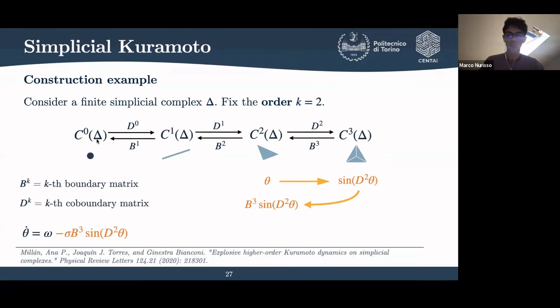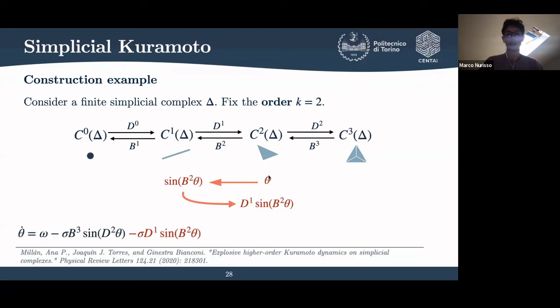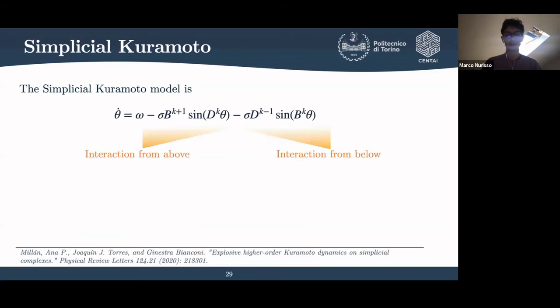So it is very natural to do the same thing, but backwards, and take theta, map it down with the second order boundary matrix, apply the sign, and go back. And so what we get is this threefold model, which has 3 terms and 2 interaction terms.